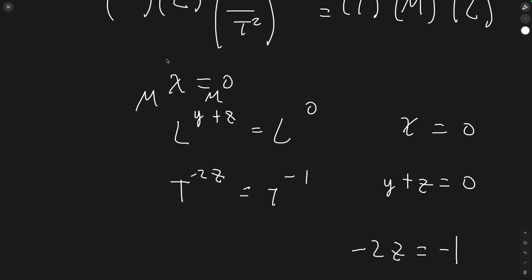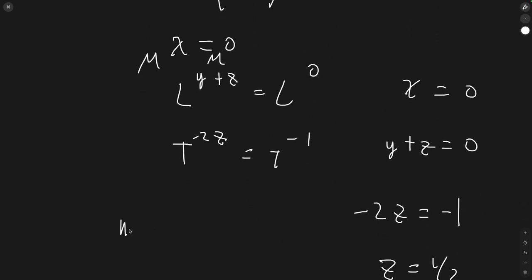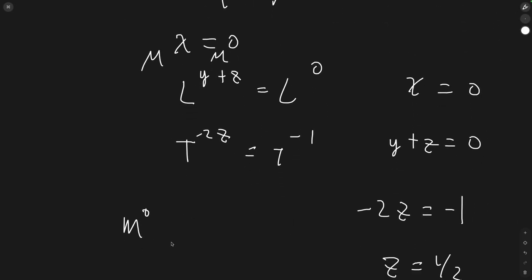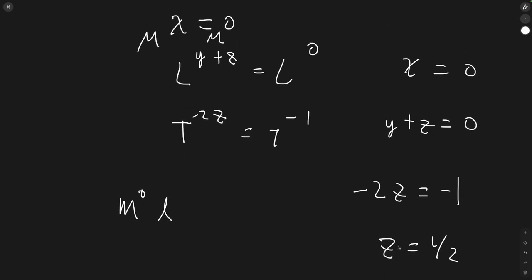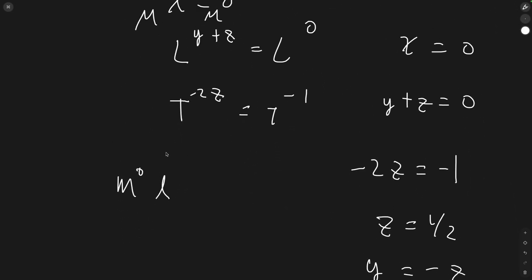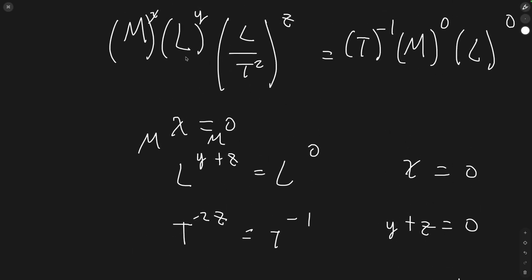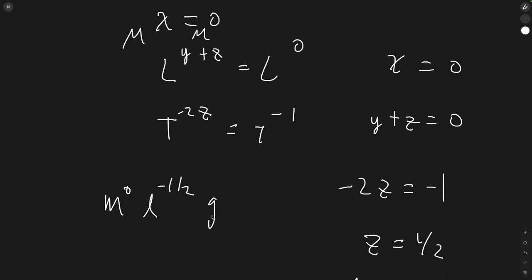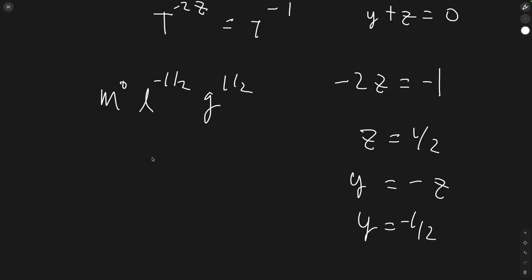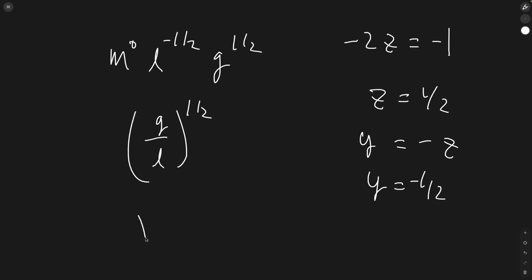So our answer here is going to be m to the 0, L to the negative a half, and g to the positive a half, g over L to the 1/2. Okay, square root of g over L. This would be our frequency, right? So this is close, right?